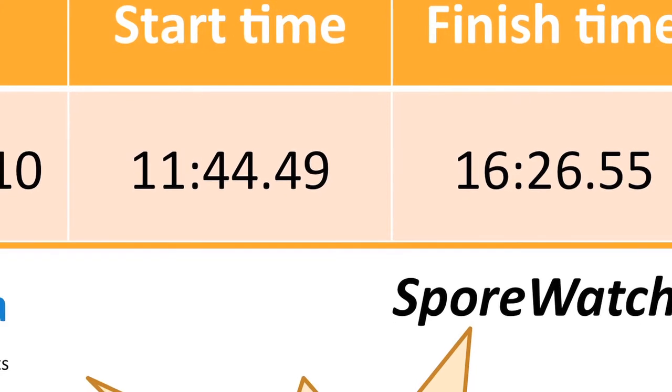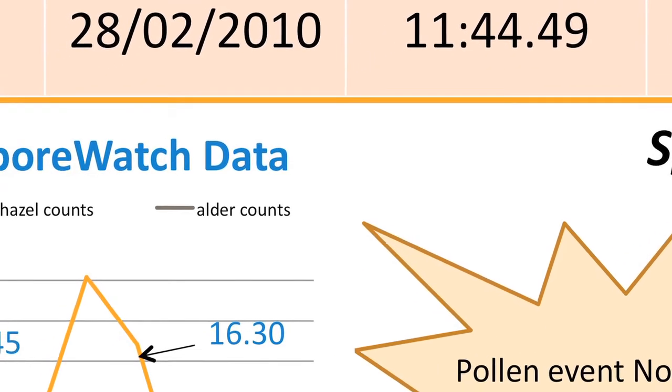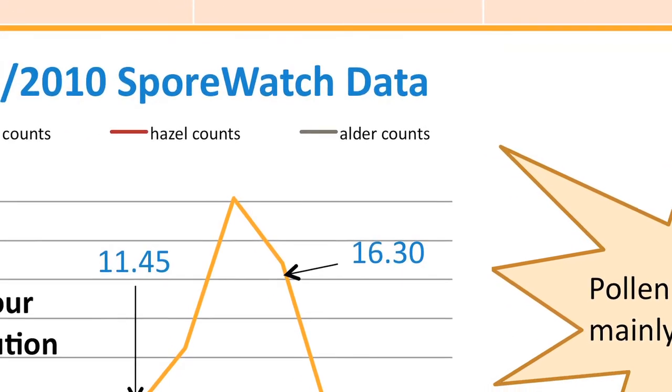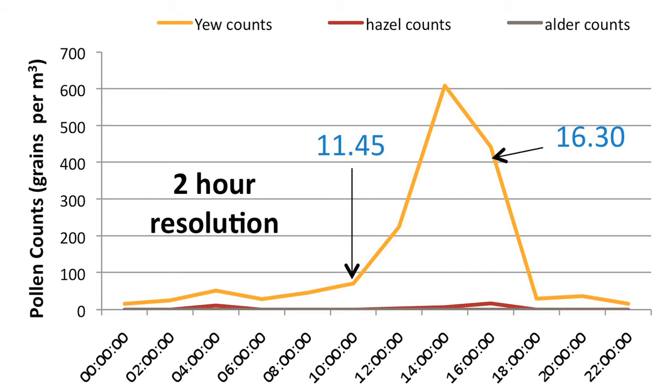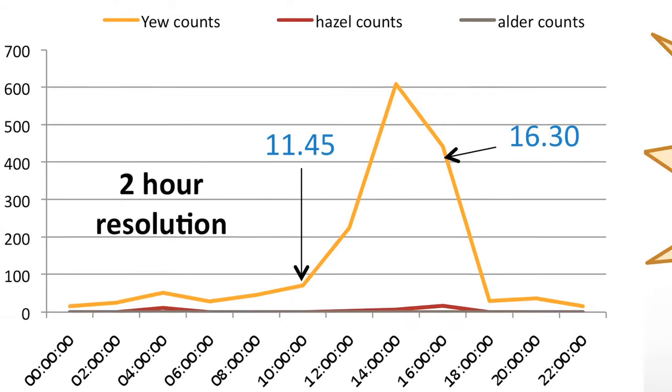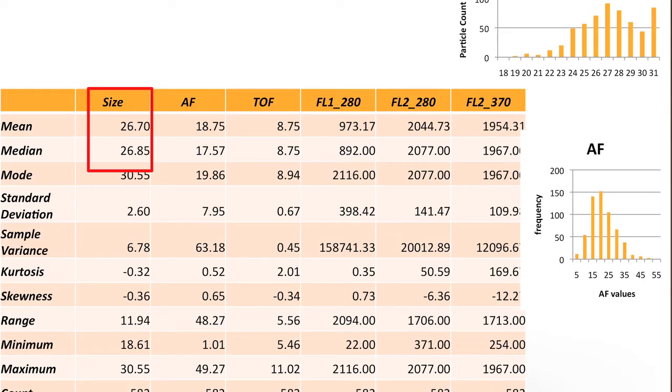Moving to pollination event number 2 on the 28th of the 2nd, 2010. This peak was determined by the WIBS to start at 11:44 and 49 seconds and finish at 16:26 and 55 seconds. And again, when we brought this back to the spore watch data, it agreed very, very well with it. And this is mainly a hew pollen event.